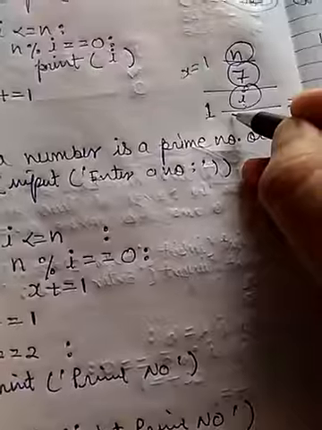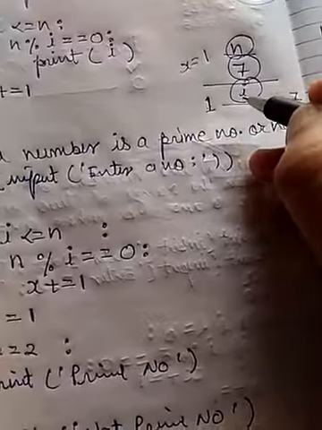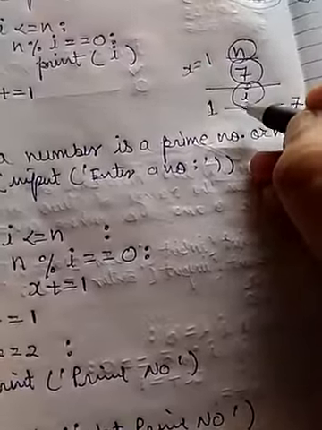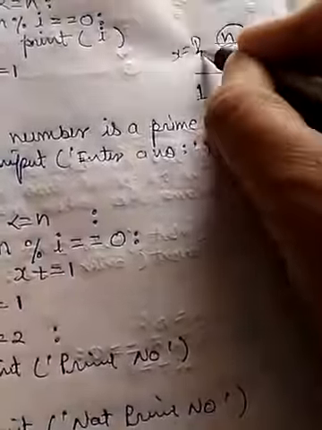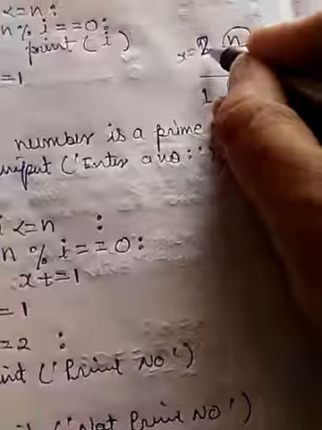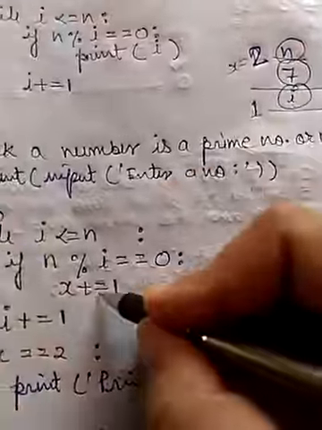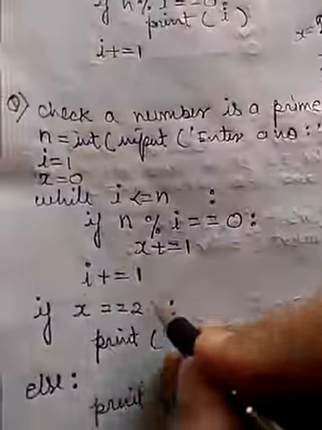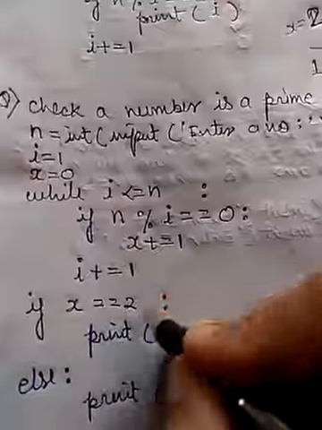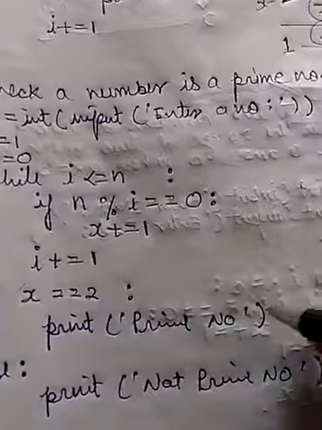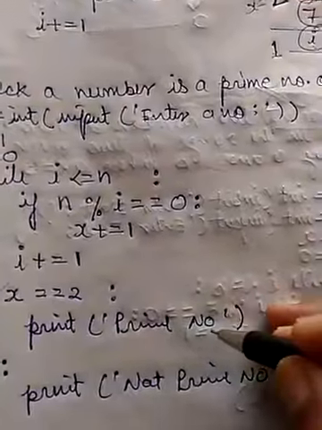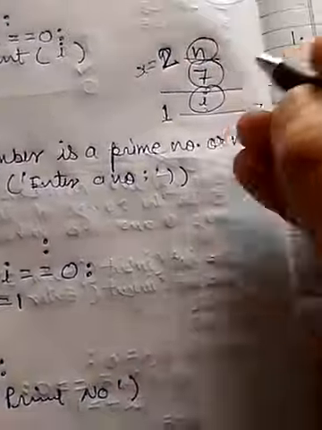Is 7 divisible by 2? No. 3, no. 4, no. 5, no. 6, no. 7, yes. Then again it will be incremented by 1, so it will become 2. So after the execution of the loop, the value of x will become 2, meaning the value of count will become 2, and this condition will get satisfied. It will print the result: it's a prime number.